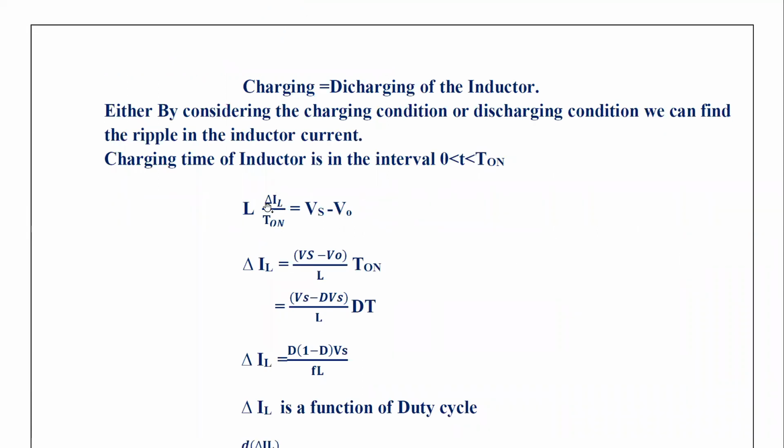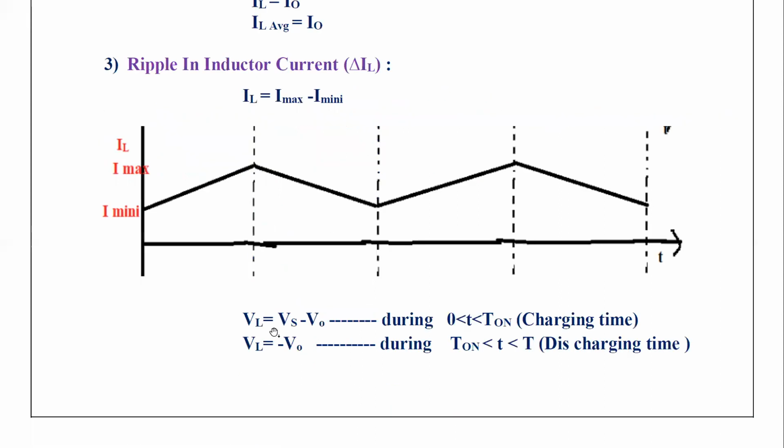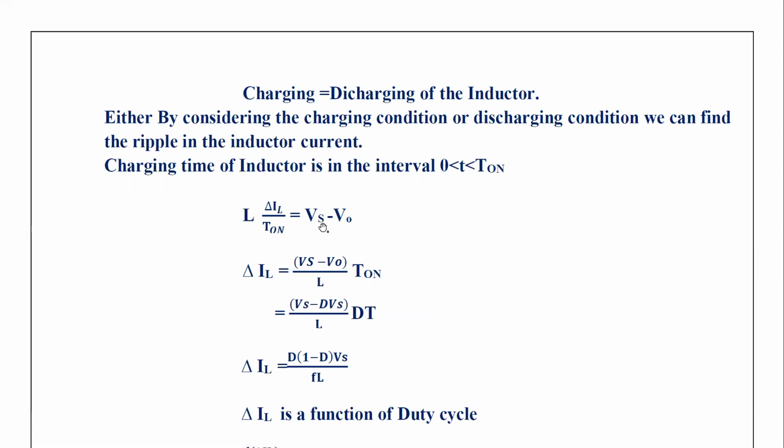L into delta IL by T on is equal to VL. What is the voltage across the inductor during turn on time? It is Vs minus V0. So simply substituting Vs minus V0 here, this equation will become L into delta IL by T on is equal to Vs minus V0. From this equation, we can write delta IL is equal to Vs minus V0 divided by L, into T on.